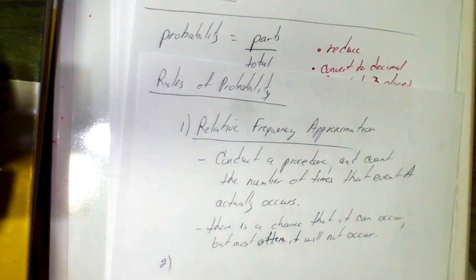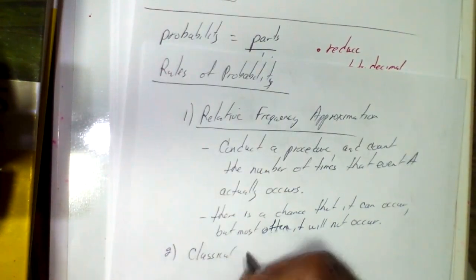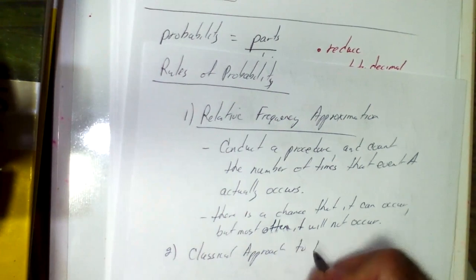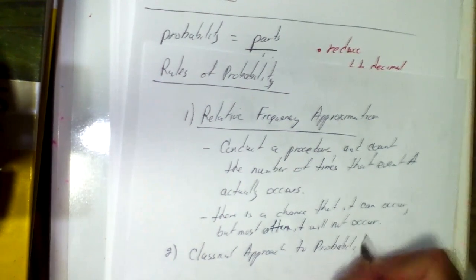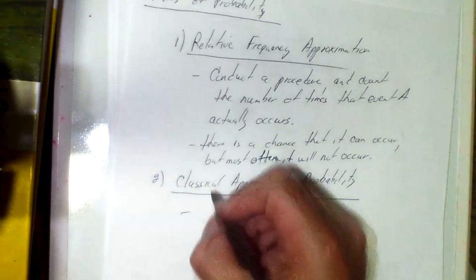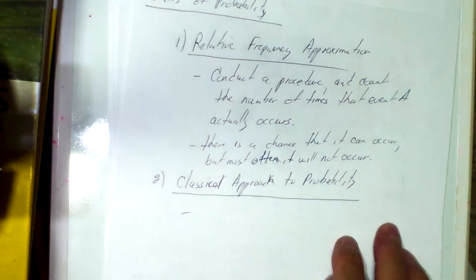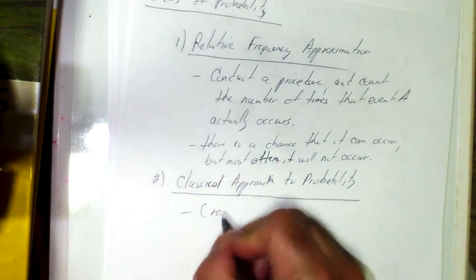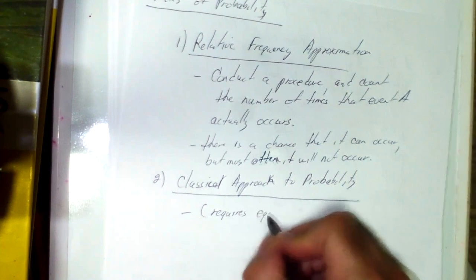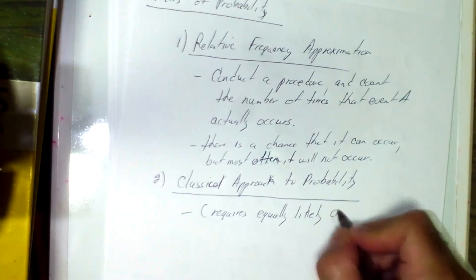Next rule is called the classical approach to probability. The definition of that one, classical, says it requires equally likely outcomes.